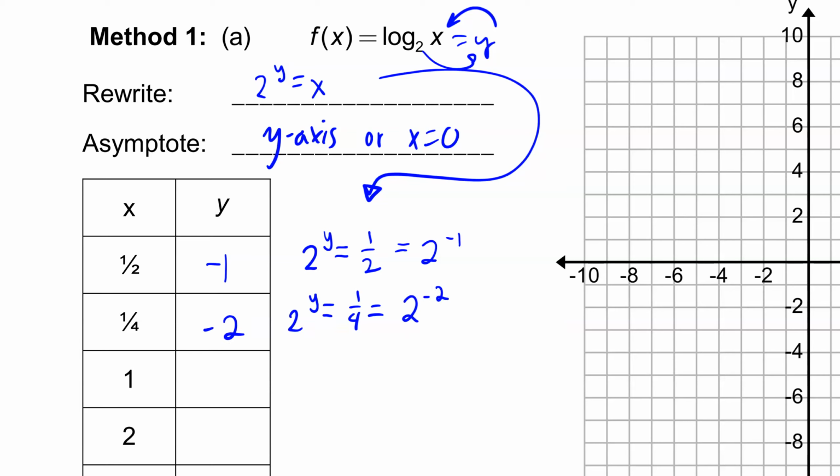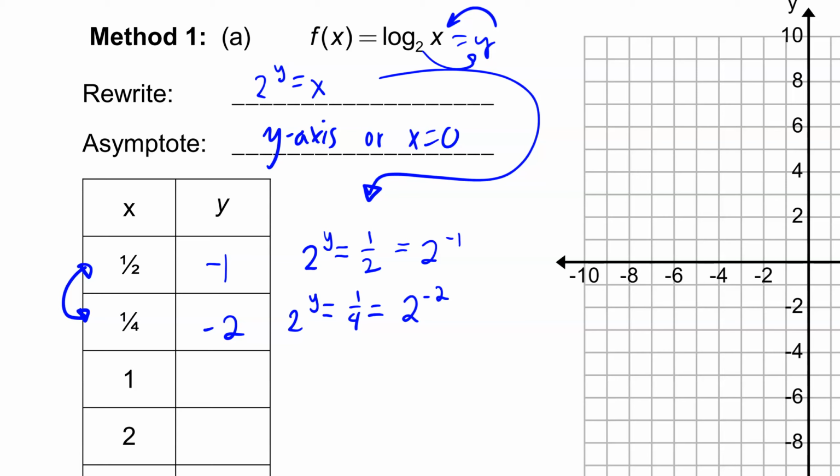It should probably be switched, because I was trying to go in order of my y values. Whatever, my bad.